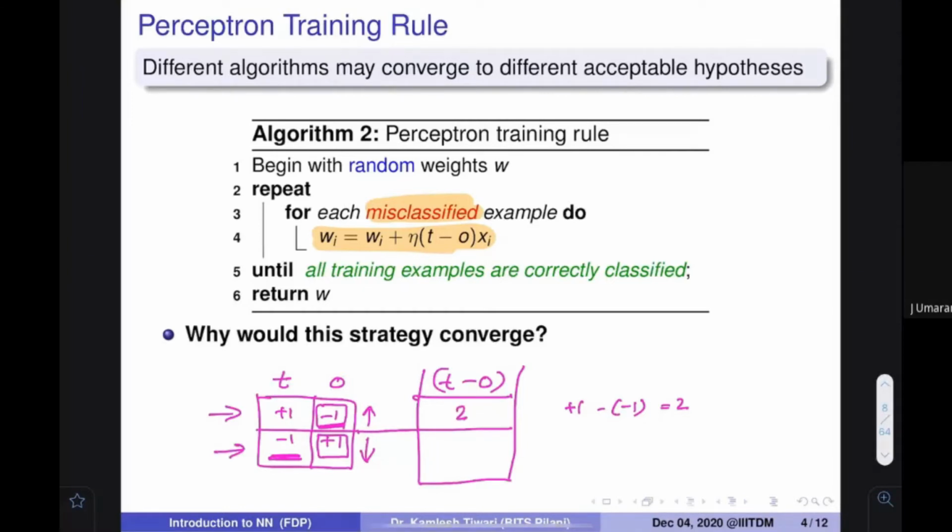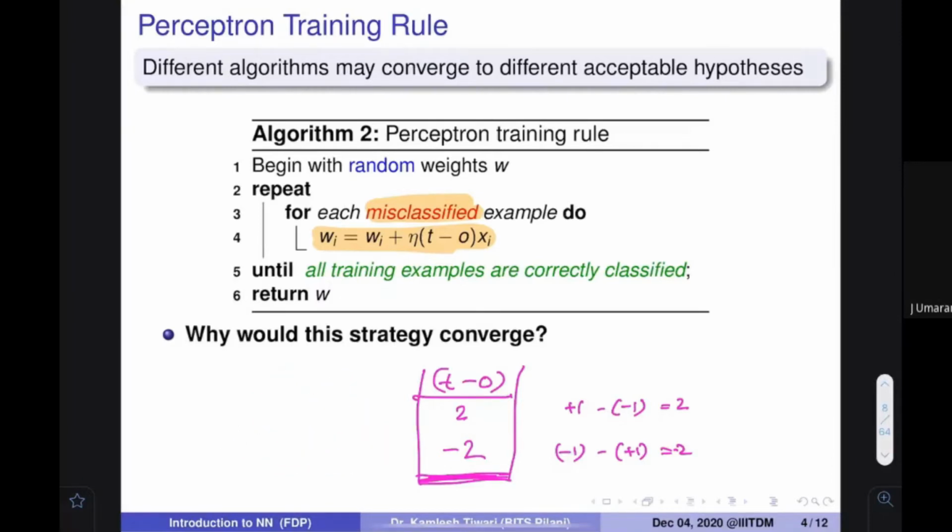In this particular case, what is the target minus output? Target is -1, minus output of +1, it is -2. So here it is -2. Let me just remove many things. I need only this thing: what is the target minus output.